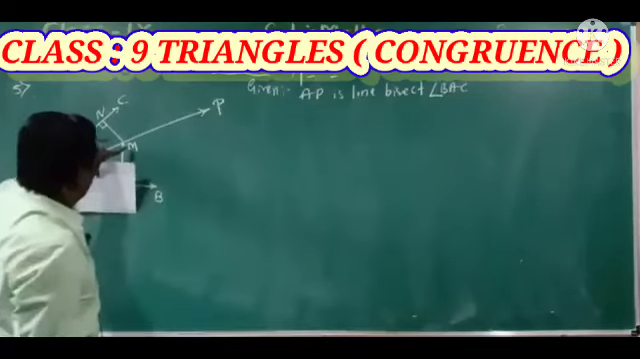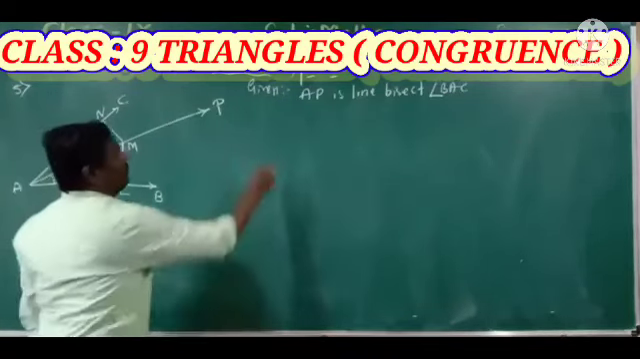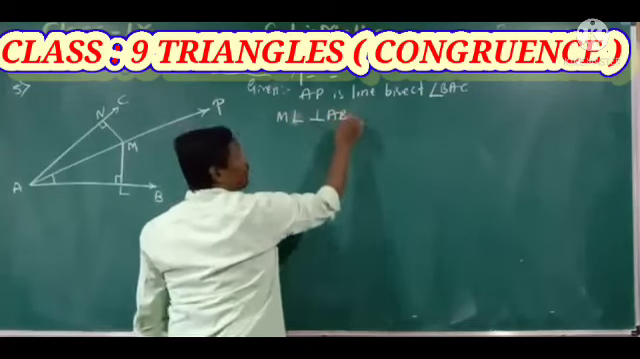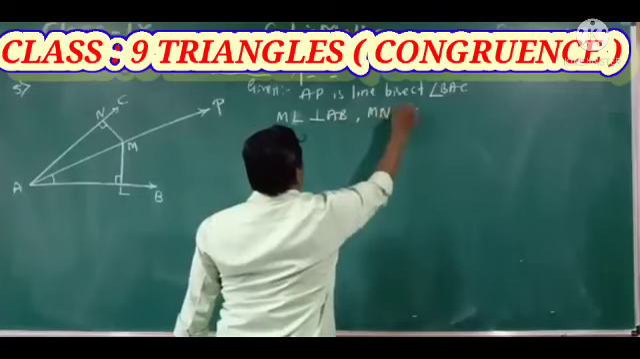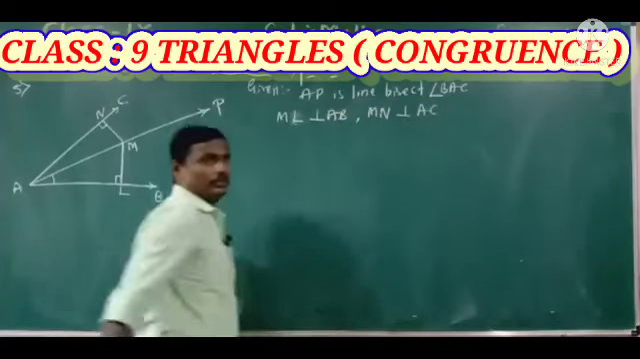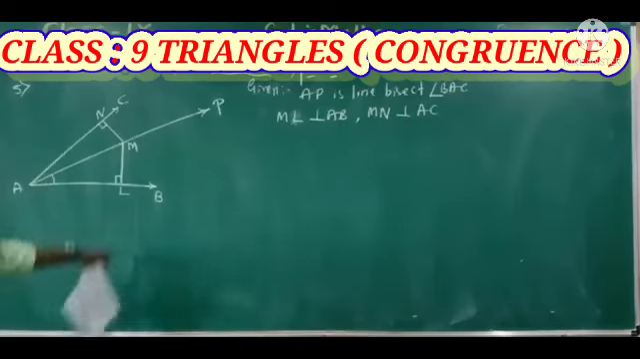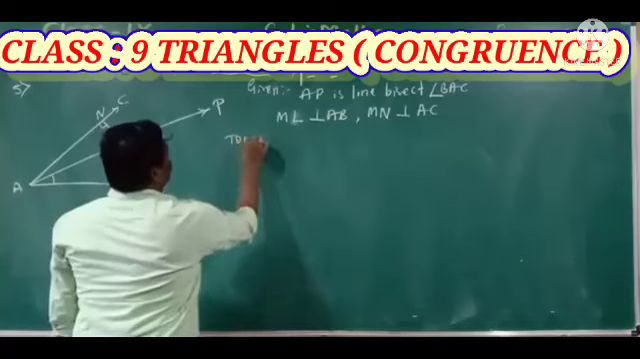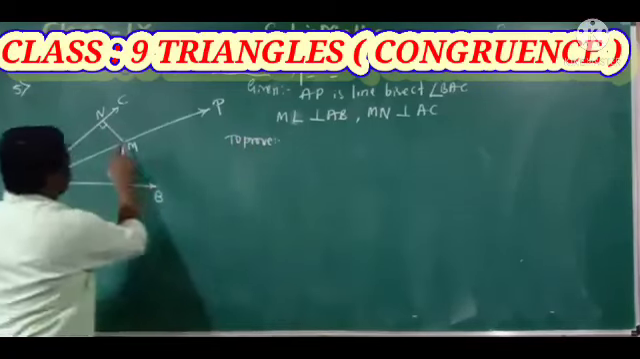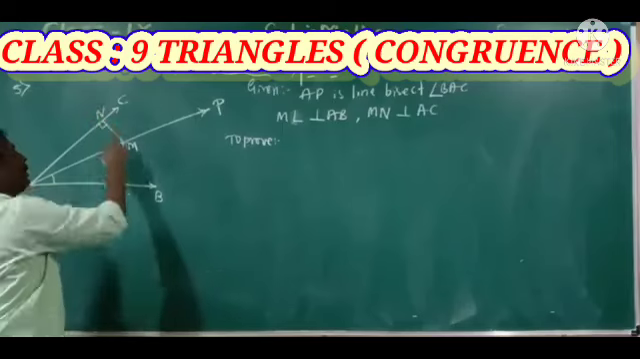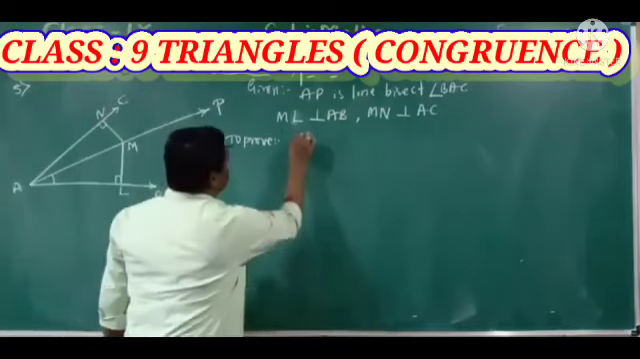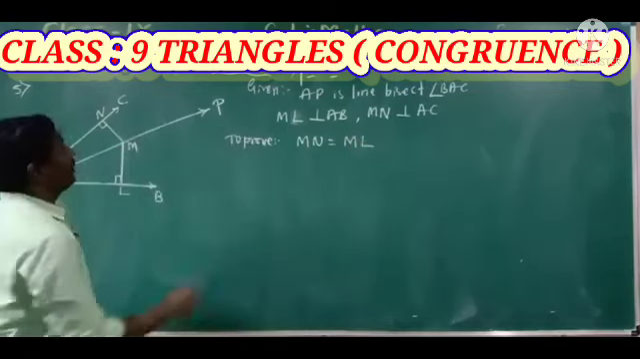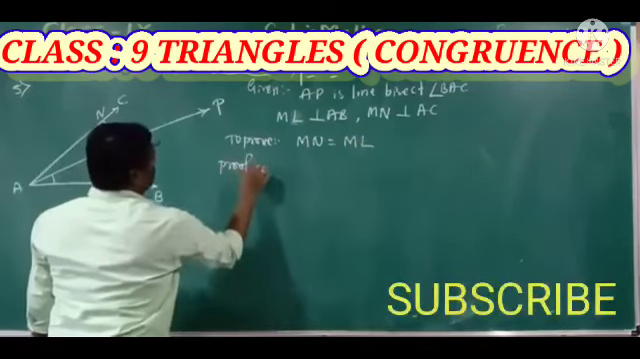And one more, ML is perpendicular to AB and MN is perpendicular to AC. So these two are the perpendicular lines drawn from the point M, right? Next, what you have to prove here? The distance from point M to N and from point M to L are equal. It means you need to prove that MN is equal to ML, right? Now, prove the given statement.